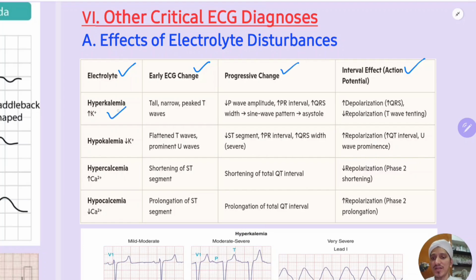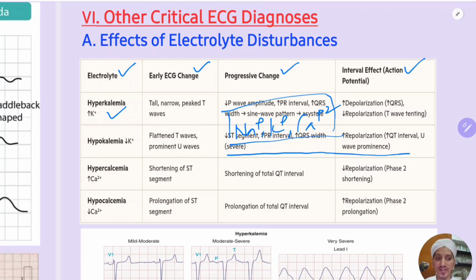When there is hyperkalemia, the potassium concentration is raised outside. So what happens with that? Understand the concept. The electrolytes involved in maintaining the resting membrane potential of cardiac muscle are sodium, potassium and calcium. These three are the main electrolytes which control the cardiac membrane potential, and the most important is potassium. Potassium plays a very important role in maintaining the resting membrane potential of the cardiac muscle.